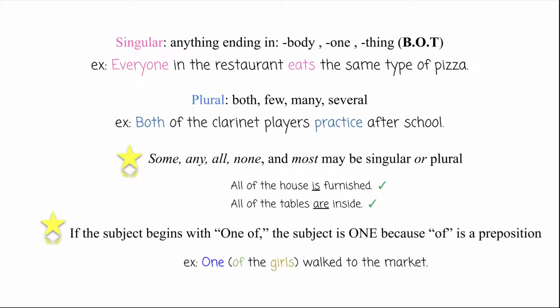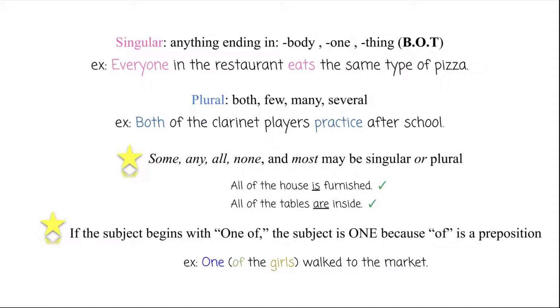There are some weird words though. For singular subjects, anything that ends in body, one, or thing, or bot words as we call them, are always going to be singular. So this would be anything like everybody, everyone, everything, anybody, things like that. They're always singular, so you have to have a singular verb to match it. So example, everyone in the room talks at once. Singular subject, singular verb. For plural subjects, both, few, many, several are all words that are going to be plural even though they don't end in an S. So both of the cats hate him, we've got our plural subject, plural verb to match.